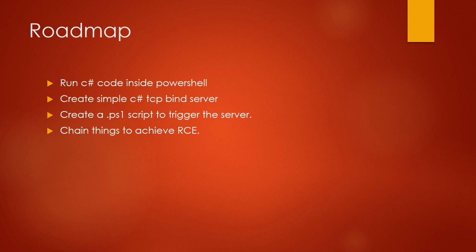About the roadmap, this is a really simple roadmap. First, we're going to learn how to run C# code inside PowerShell, any C# code. Then we're going to create a simple TCP bind server, and there's a reason for it to be bind: it's easier to implement, easier to use, and easier to understand its concept. So we're going to go with a bind server. Then we're going to create a PowerShell script which is going to trigger the server, and then we can chain the things and achieve remote code execution.